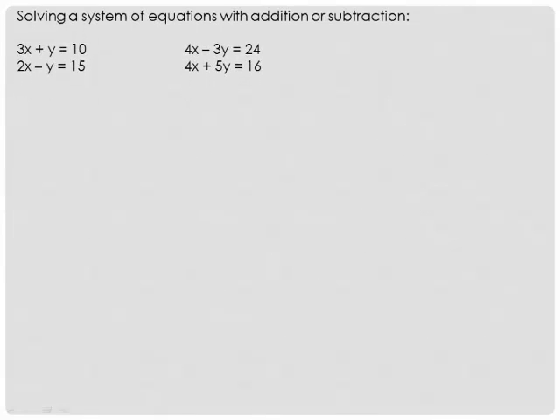So here's how this will work. We have two separate systems of equations here. For the first step, we're going to identify the variable with matching coefficients. So looking at our first system, I have a 3x and a 2x, and I have a y and a negative y. That's an invisible 1, so these are our matching coefficients. In our second system, I have 4x and 4x, so these are our matching coefficients.